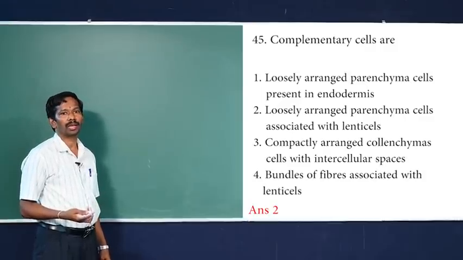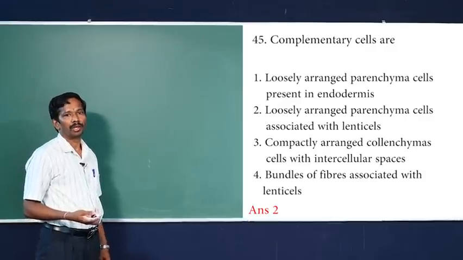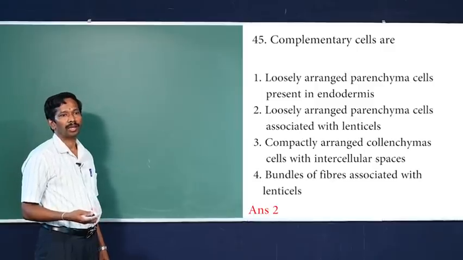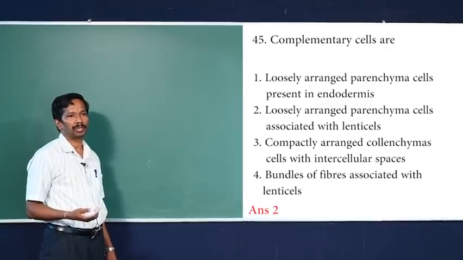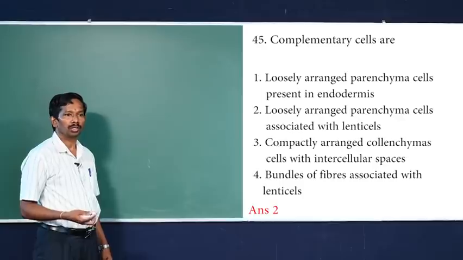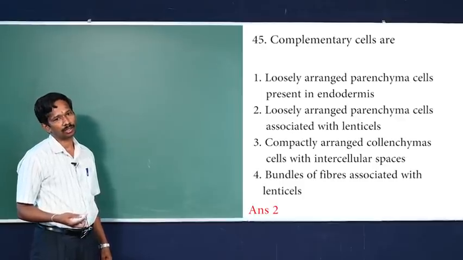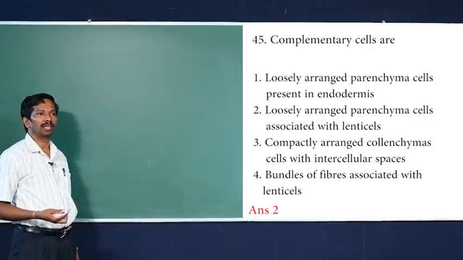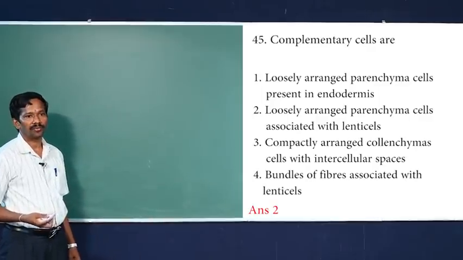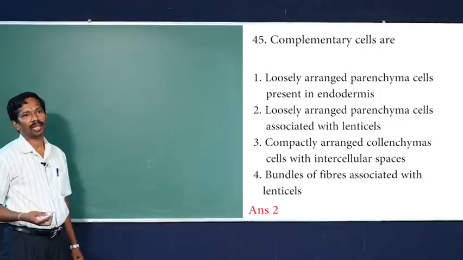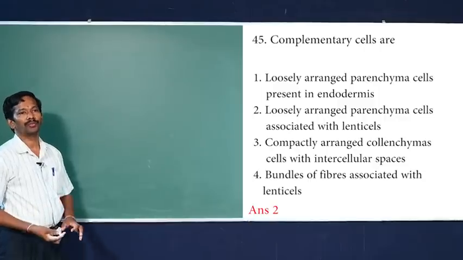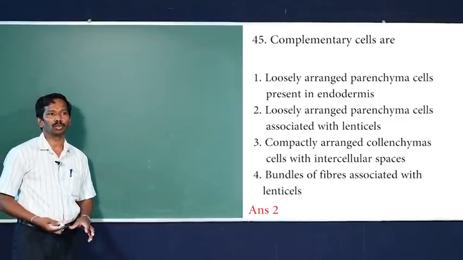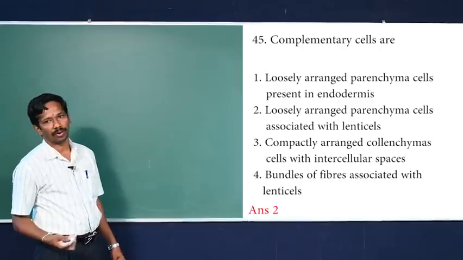Compactly arranged collenchyma cells with intercellular spaces. So that's wrong. When compactly arranged collenchyma are present, intercellular spaces are generally absent. Bundles of fibers associated with lenticels is also wrong, because lenticels do not associate with fibers. So the answer is 2 for exchange of gases, because when parenchyma are loosely arranged, the diffusion of gaseous substances is easily possible. So the answer is 2 for question number 45.